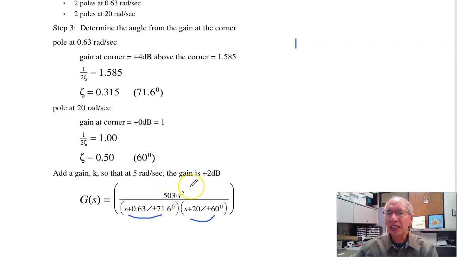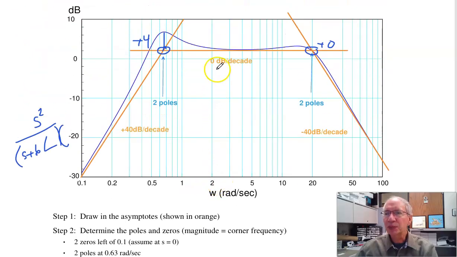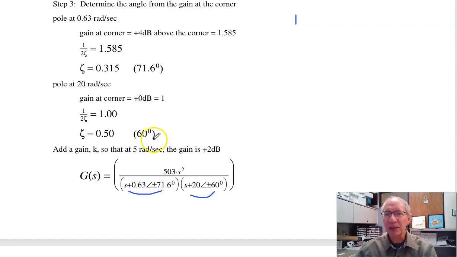To find the gain k, pick your favorite frequency. Like you could say at 2 radians per second, the gain should be about 3 dB, or 0.1 radian per second, gain should be minus 30 dB. 100 radians per second, gain should be minus 26 dB. Pick your favorite. Then find k to match the gain at that point, and you wind up with a number like 503. So here's G of s.